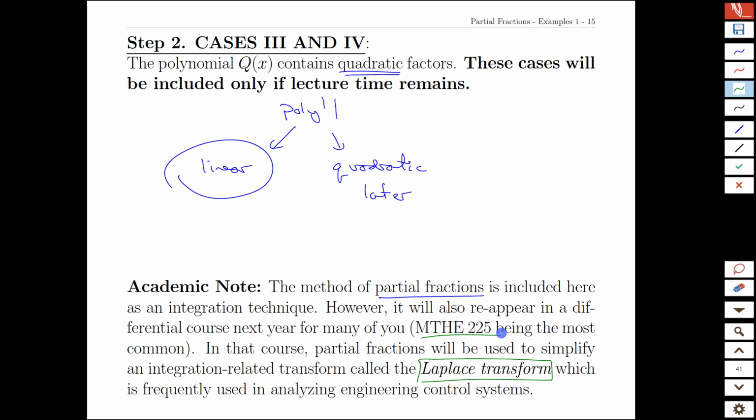I'm missing some of the ones in the Queen's catalog, but every student in engineering at Queen's is going to take a differential equations course in second year. It will have Laplace transforms, and you will be doing partial fractions with them. So we're laying some groundwork here in the context of integration, but in practice, you'll see it in a different light in your second year differential equations classes, and further on from there for those who go into control theory.